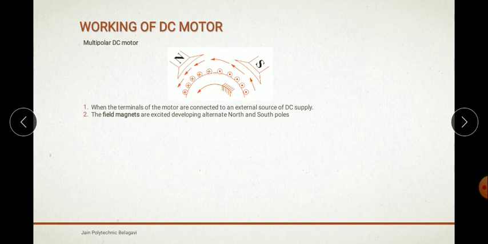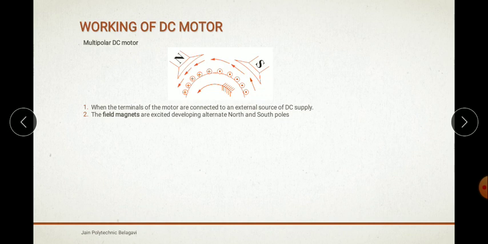The armature conductors under the north pole carry currents into the plane of the paper, denoted by the X as shown in the figure. So the current carried under the north pole is represented by these X marks, whereas the current carried under the south pole is represented by the dot, as shown in the figure. Since each armature conductor is carrying current and is placed in the magnetic field, a mechanical force acts on it.